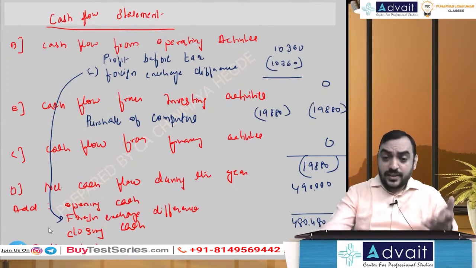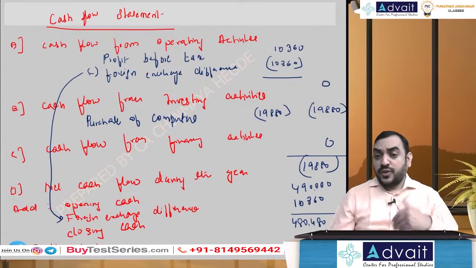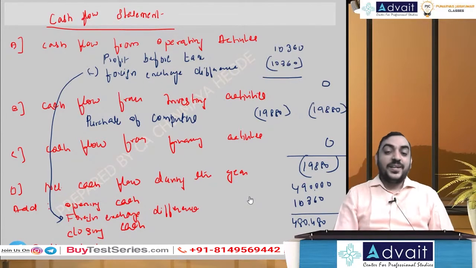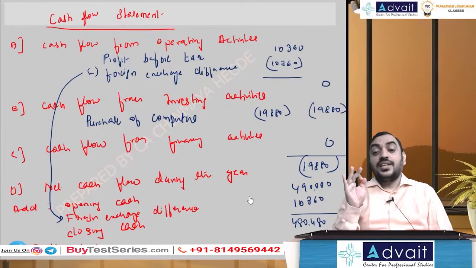How much to be subtracted? The same amount, which is the foreign exchange gain 10,360. Please add it, 10,360. Now check, will you get the number? Minus 19,880 plus 4,90,000 plus 10,360. You get 4,80,480, perfectly tallied. So this is the adjustment towards foreign exchange gain or loss related to cash equivalent.